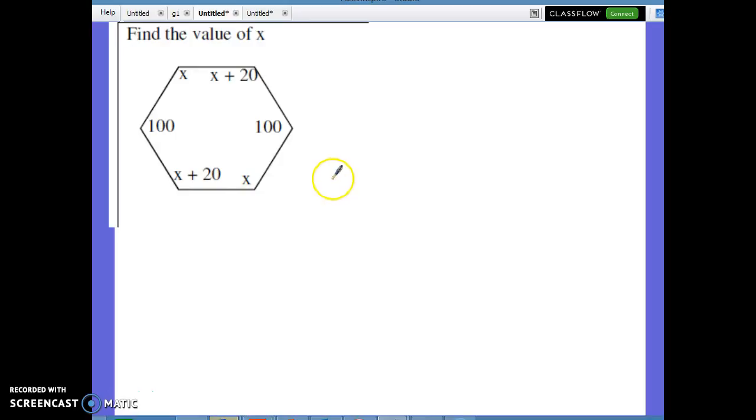Now the first thing you have to look at is classifying the polygon, just like we did before. You'll notice it's not regular. It does not appear to be regular. There's nothing in this that lets us know it's regular, so it's irregular. It is definitely convex. And most importantly, it is 1, 2, 3, 4, 5, 6, a hexagon.